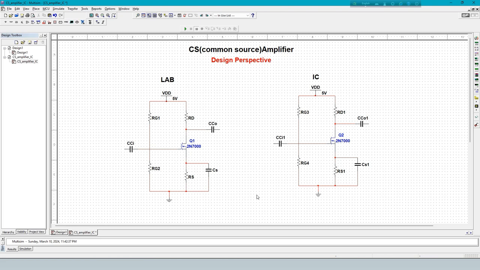Now threshold voltage. In IC, they have a very low threshold voltage, around 0.2 to 0.5.